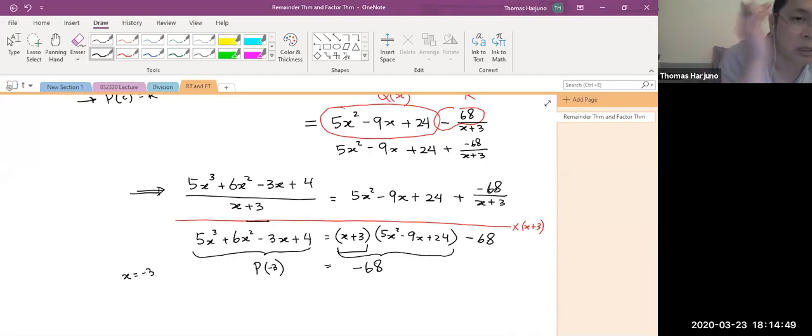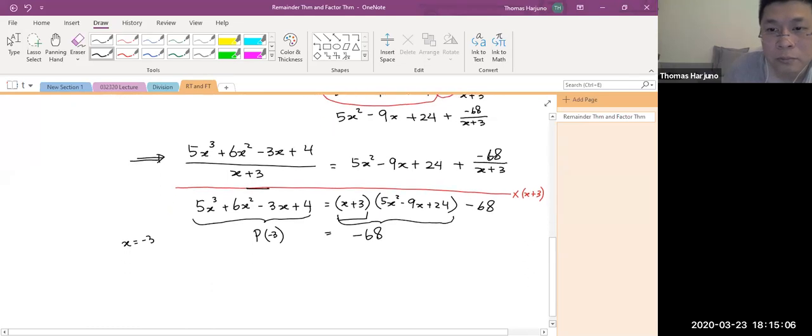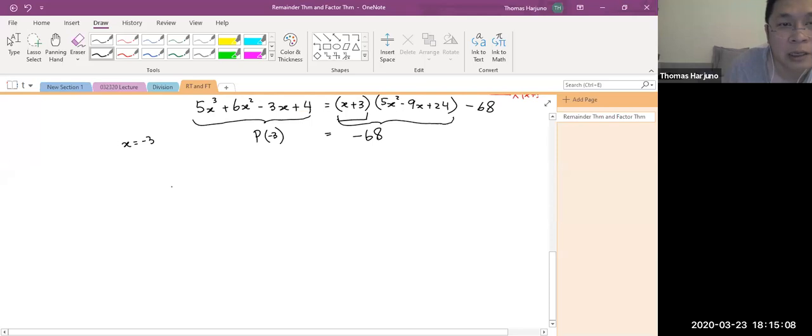You may wonder, Thomas, why do I need to do this? If I want to compute P of negative 3, I can just replace x with negative 3 in the polynomial. That's true. So basically, for example, I'll rephrase what we had earlier.